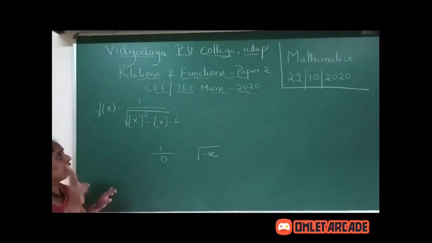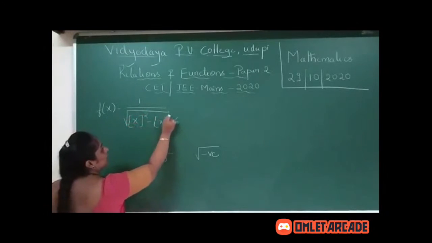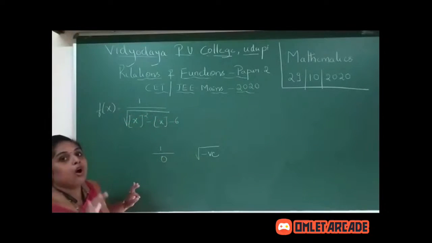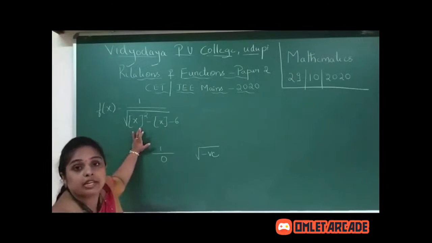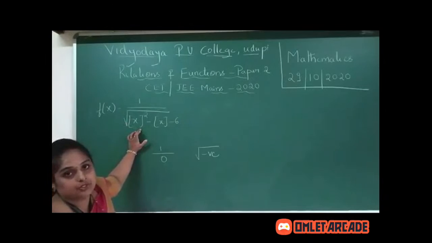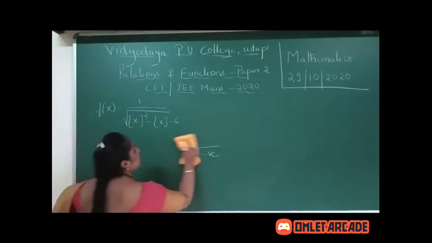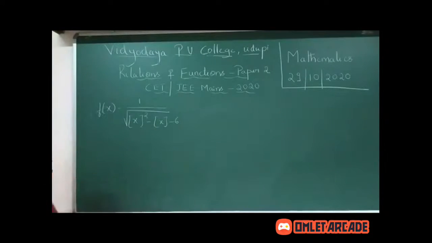So I have to be careful about two things here. This thing should not be negative, and it should also not be equal to 0. The reason is that I have 1 divided by that equation, and 1 divided by 0 is also not defined. So from that, it is clear that f of x is defined.